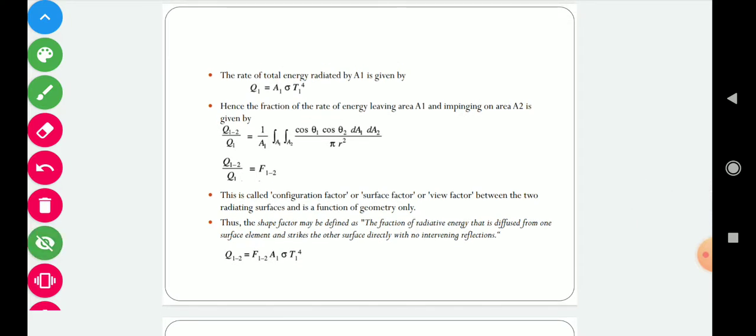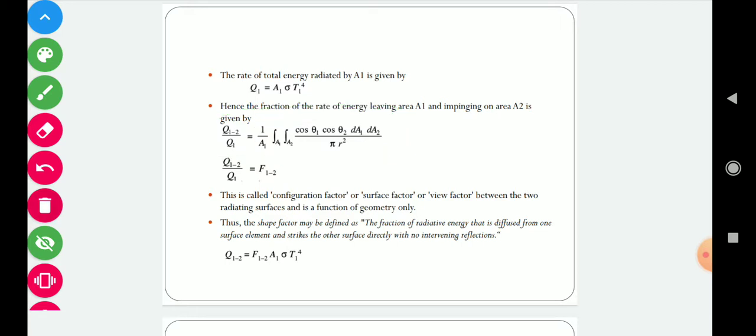Hence the fraction of the rate of energy leaving area A1 and impinging on area A2 is given by this: we are dividing these two equations, and this division is called the shape factor. This entire term is called the configuration factor or surface factor or view factor between the two radiating surfaces, and it is a function of geometry only. Thus, the shape factor may be defined as the fraction of radiative energy that is diffused from one surface element and strikes the other surface directly with no intervening reflection.